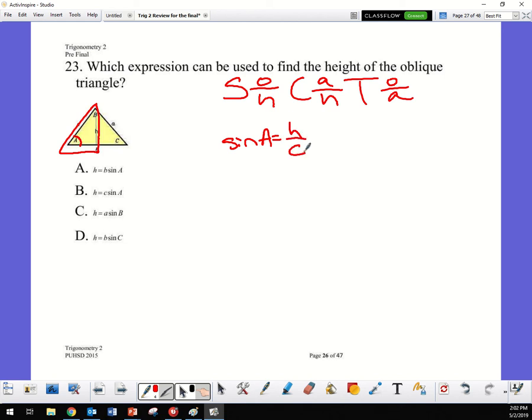What would I do to both sides? First you're going to multiply by c, right? So I'm going to say that h is equal to c sine of A. Hey, look, there it is. It just so happened to be the first one I tried.